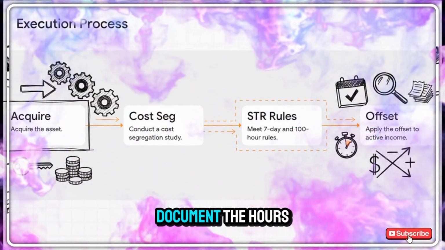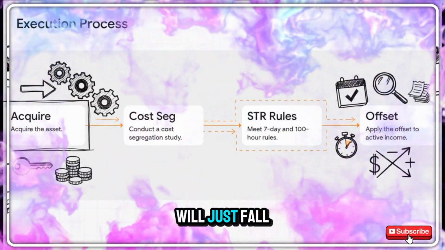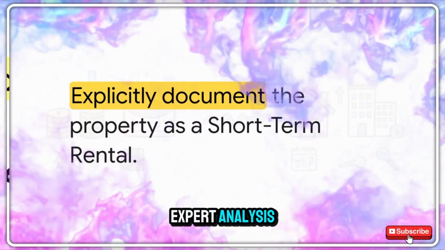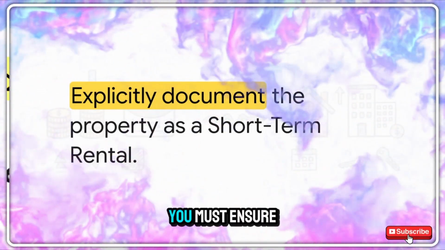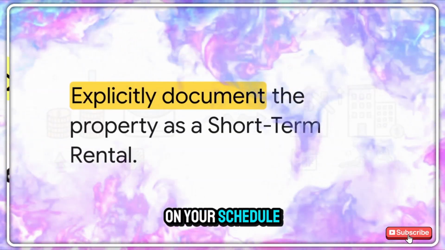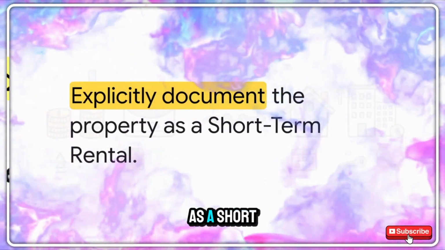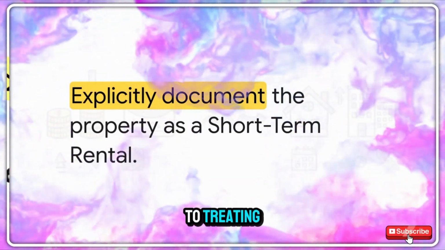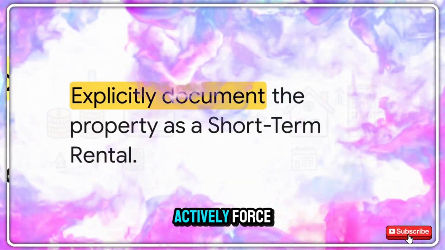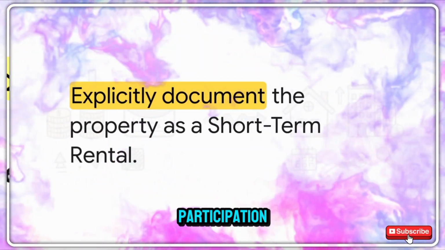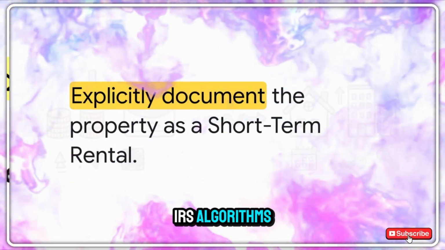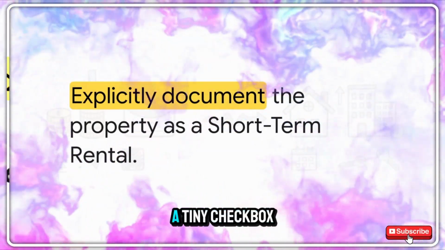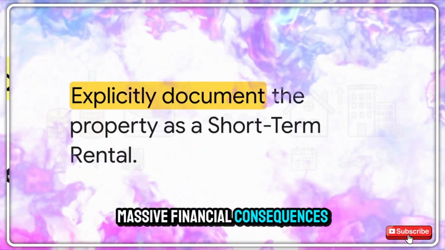If you fail to rigidly document the hours before applying the offset, the entire structure will just fall apart under audit. And here is a critical compliance detail highlighted in the expert analysis regarding exactly how this gets reported. You must ensure the asset is filed accurately on your Schedule E, but it has to be explicitly documented as a short-term rental with active material participation. See, tax software just naturally defaults to treating Schedule E properties as passive. You have to actively force the software to recognize your material participation. If you miss this, the automatic IRS algorithms will instantly flag it as a standard passive long-term rental, and they'll disallow your offset. It is literally a tiny checkbox, but it has massive financial consequences.